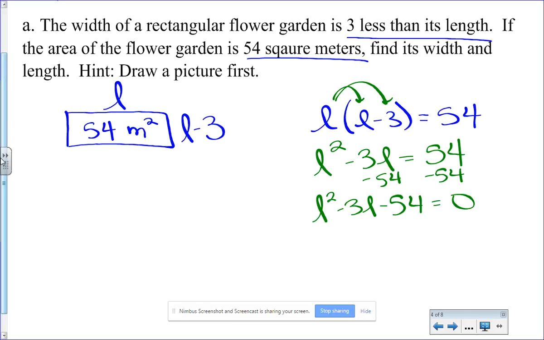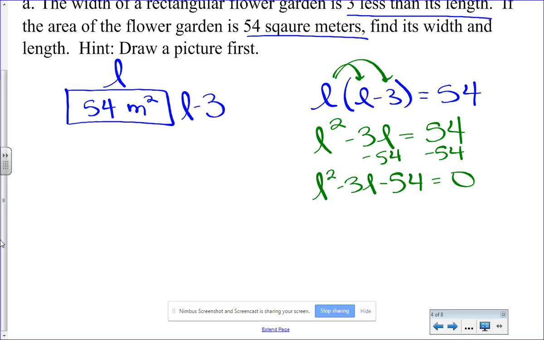Once I get to this point, the area problems we're giving you are pretty nice. You can actually factor them, so you don't have to worry about the quadratic formula. You could enter this into your graphing calculator and find your zeros, and that would help give you your L or your length. But I think it's definitely faster if you know how to factor to do it that way. So we're going to go ahead and do that.